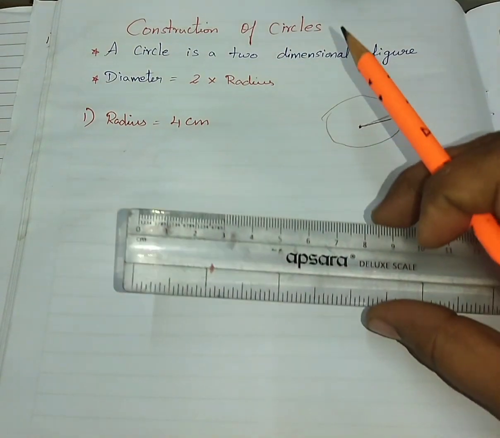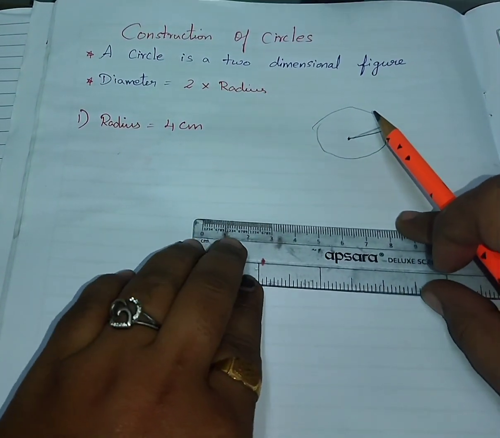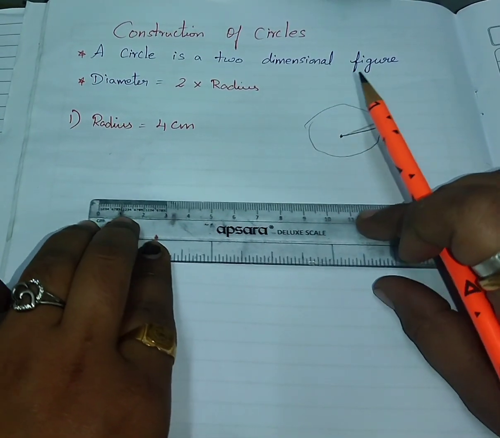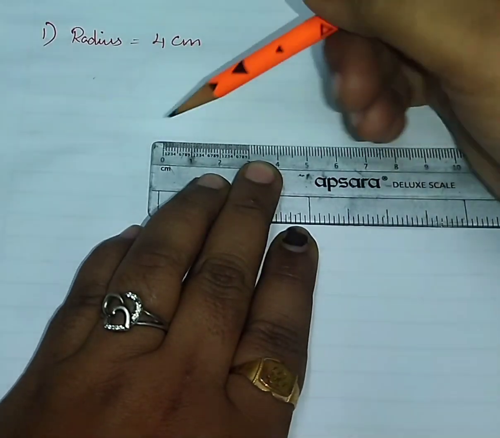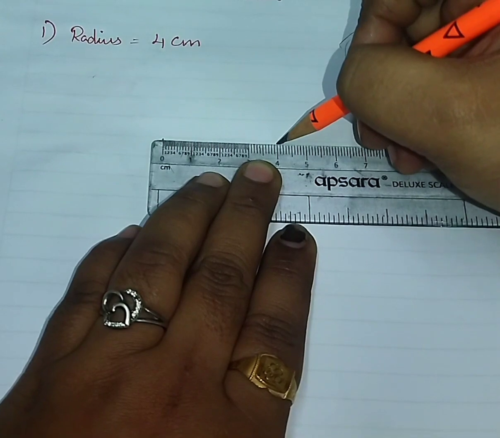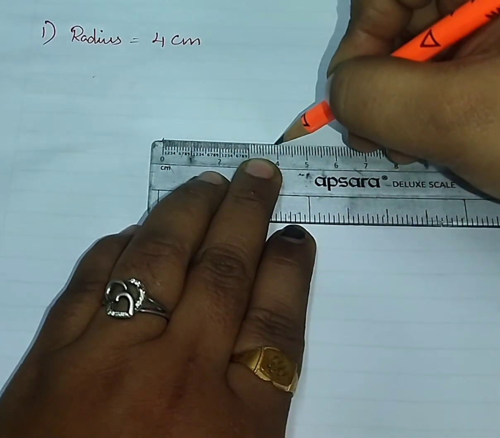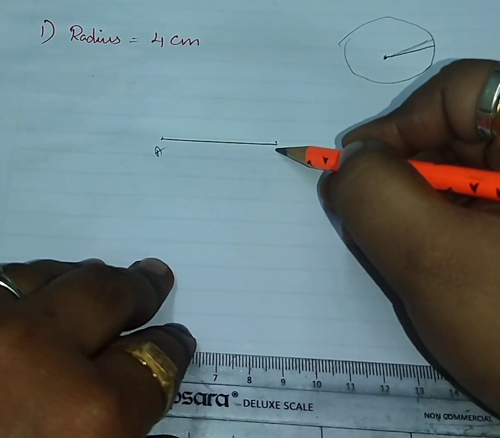First, what you do, take your ruler, place it in the center of the notebook. Don't do it in the corner because we can't draw the circle. In the center, keep your ruler. Mark 4 centimeter. Draw the line segment. Mark from 0 and extend till 4 centimeter. Keep a dot like this. Then you join this. Now mark this as AB or whatever it is.